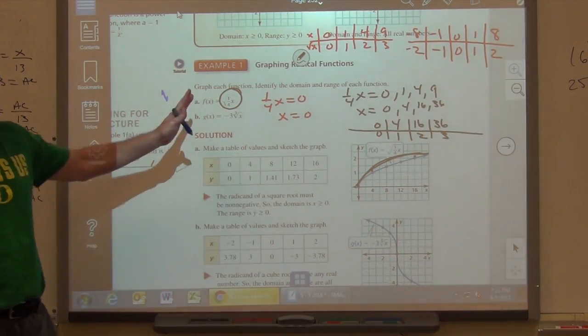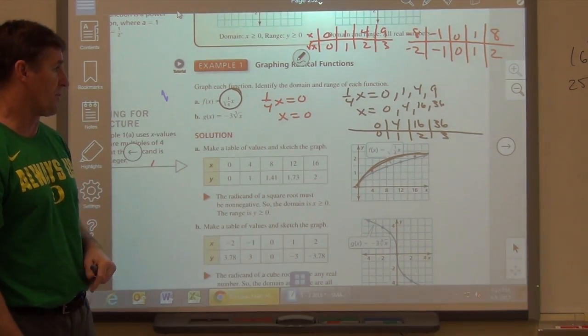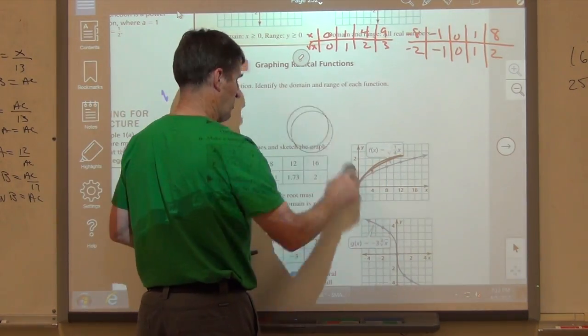So it's totally up to you. You can put in any numbers you want. Again, the only thing you have to make sure of is what makes that equal to 0. The same thing with cubes, the cube root.